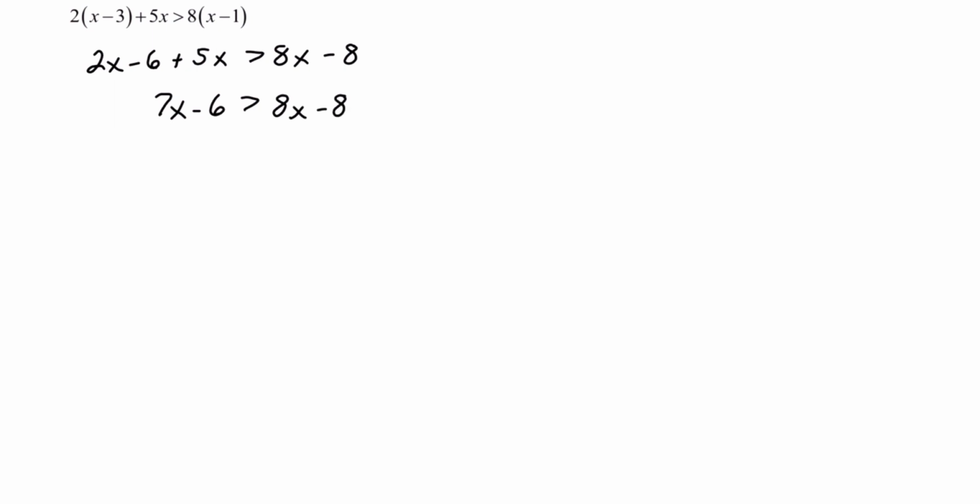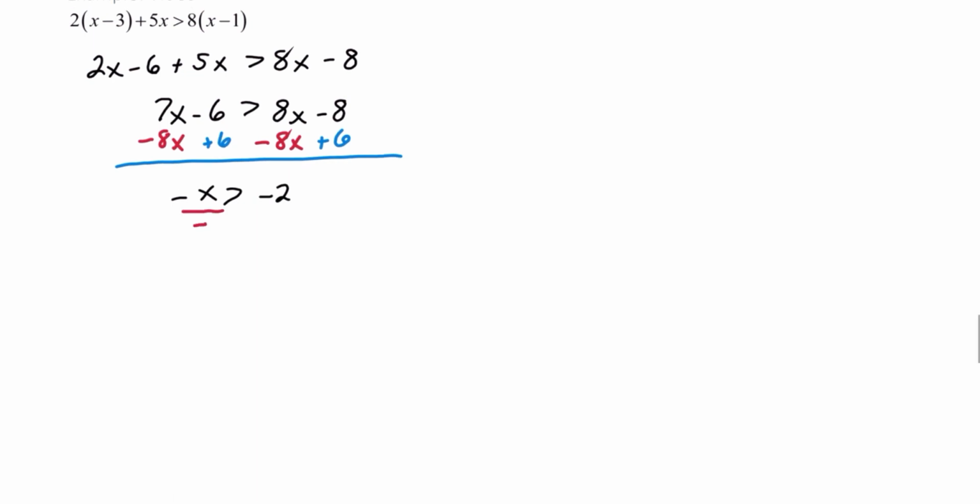Put all the x terms on one side, the constants on the other. I like to put my x's on the left, so I'm going to subtract 8x on both sides and add 6 to both sides. Now we have negative x is greater than negative 2.